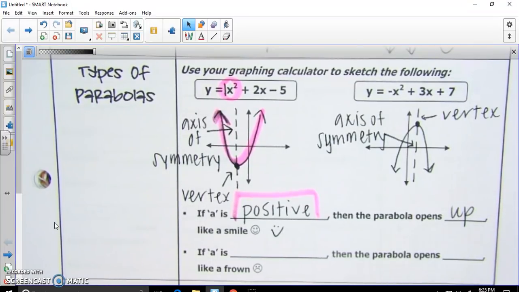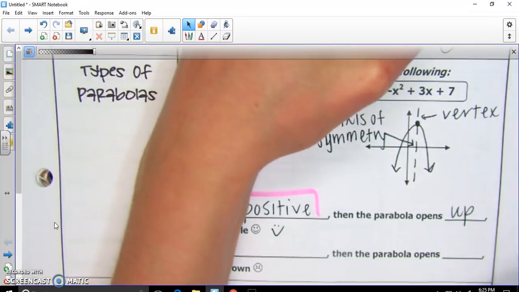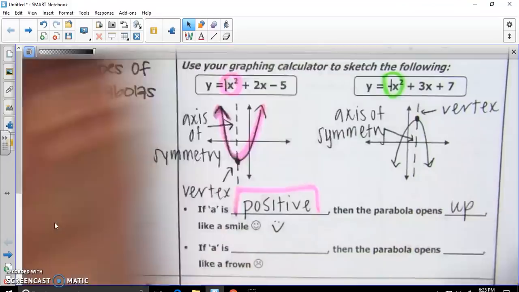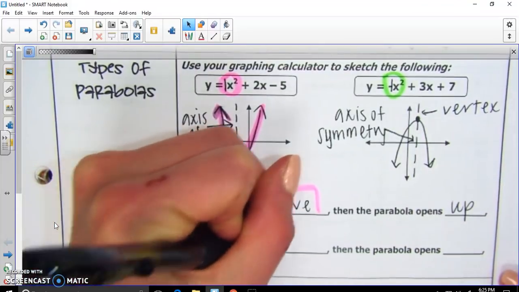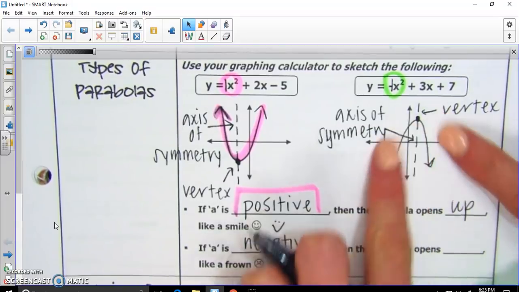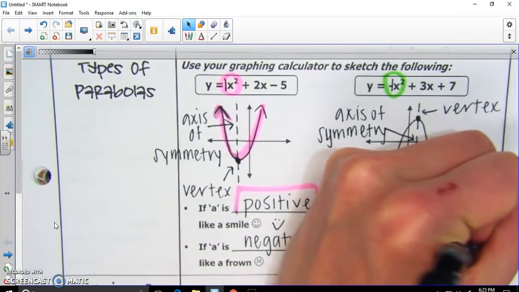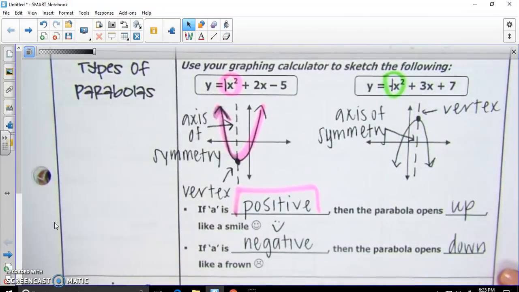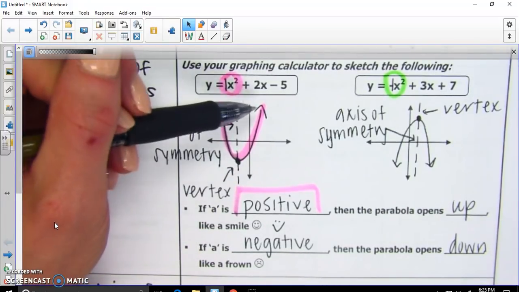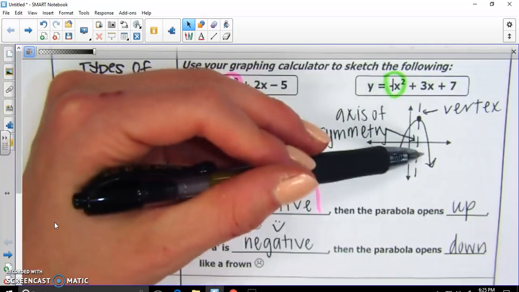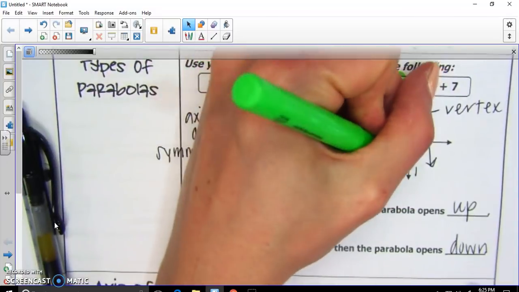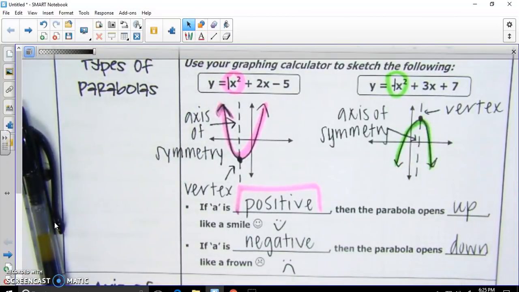And then in contrast, this guy has a negative in front of the x squared. It's got a negative coefficient, so a negative a. If a is negative, then the parabola opens downwards. Kind of like a frown. So we can think if someone's being positive, they're smiling, the graph looks like a smile. If someone's being negative, they're frowning, looks like a frown. So there's our positive and negative graphs.